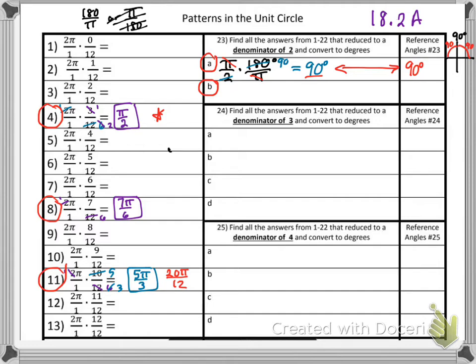Let's see, we have one with a denominator of 6. I don't have a space for that, it's on the next page. We have one with a denominator of 3. So I'm going to say, find all the answers from 1 through 22 that reduce to a denominator of 3. I'm going to write down my 5 pi over 3.